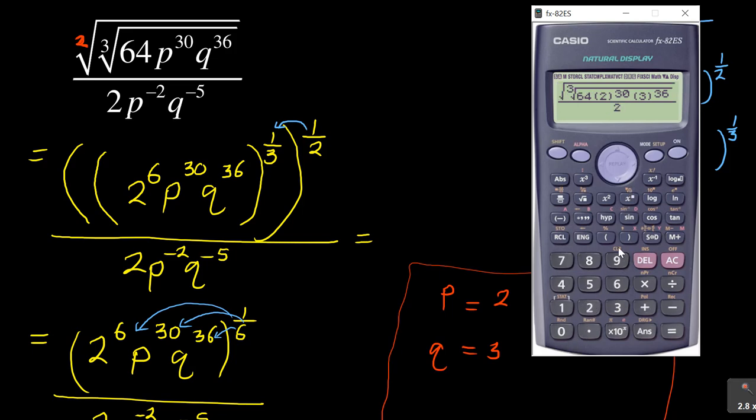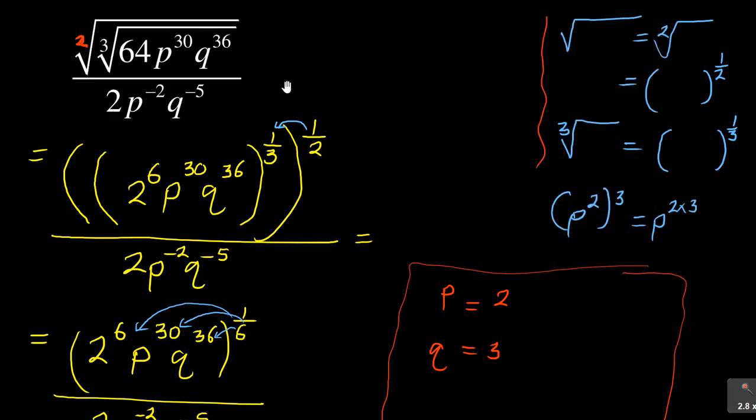Over 2, and my p, we said it is 2 to the power negative 2, and then I have also my q, which is 3 to the power negative 5. So I've got that. You see, I'm getting this number, which is 22 67 48 16. Something like that. So if this is the number I'm getting, I also do the same.